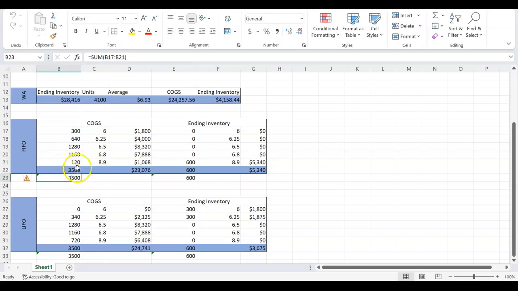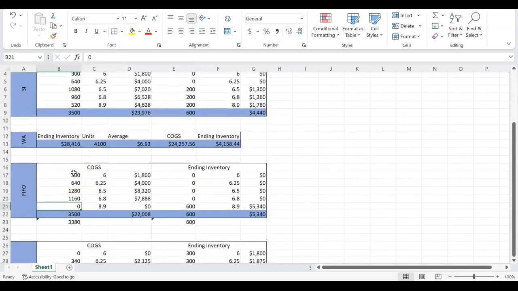And so we did the first in, first out, meaning we sold this one for 300. Sorry, we sold this for 640. We sold this one for 1,280, and we sold this one for 160, and that left us, if we just put a 0 in there, with about 3,380 to calculate into our cost of goods sold for the units.